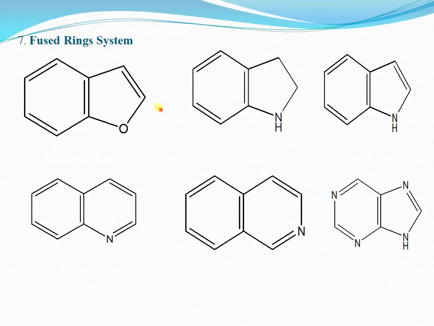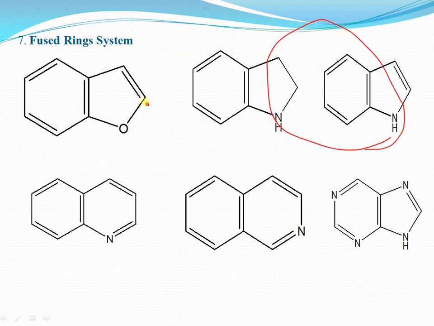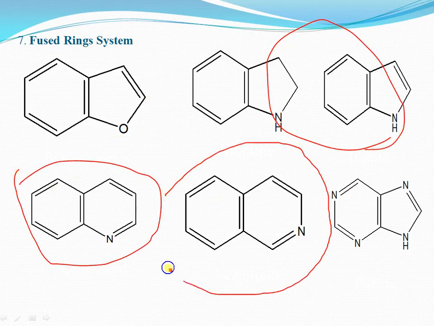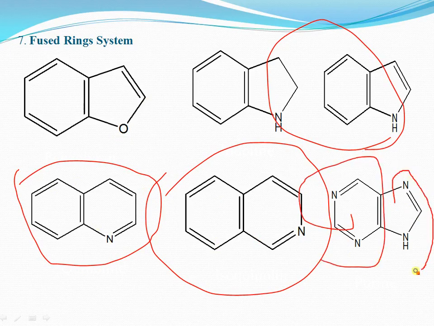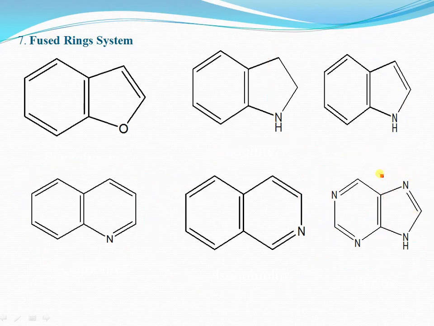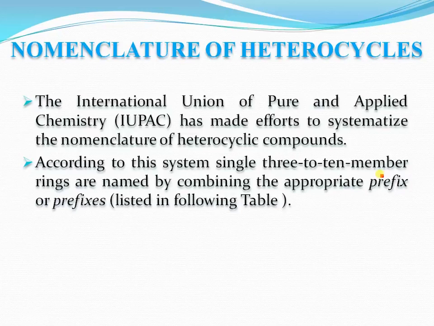Then fused ring systems. It is benzofuran, it is benzopyrrole, 1 2 3 4 5 6, this one is 7, this is benzopyrrole, this is benzopyridine, isn't it? It is quinoline, this is isoquinoline, this is pyrimidine, imidazole, it is a pyridine ring system. These are the fused ring systems.